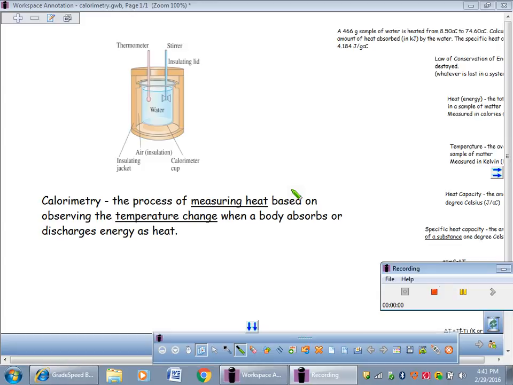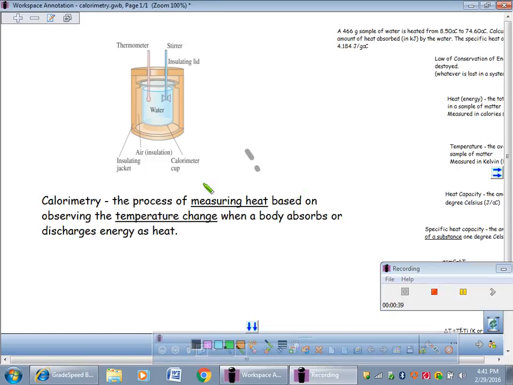Okay, today we are going to be learning about calorimetry, which is the process of measuring heat based on observing the temperature change when a system absorbs or gives off, discharges energy as heat. You may notice that calorimetry looks a little similar to the word calorie, because when we look at our food and how many calories are in it, that is how much energy your body can possibly absorb from that food. So what we're going to be focusing on is heat and temperature change.